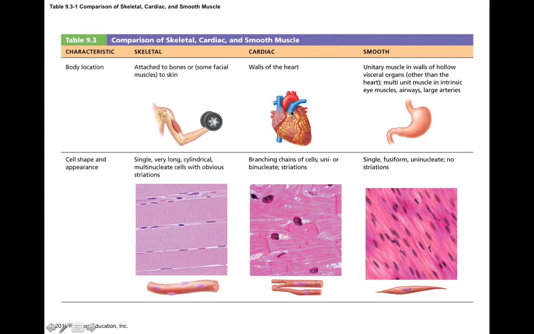Remember, skeletal is attached to bones, cardiac you find in your heart, and smooth muscle you find in the walls of hollow organs. Now, both skeletal and cardiac are striated, which you can see as these little stripes here on the histology slides, whereas smooth does not have those striations. There are no stripes here. And ultimately it relates to what types of proteins and arrangement of proteins you find inside of these cells.